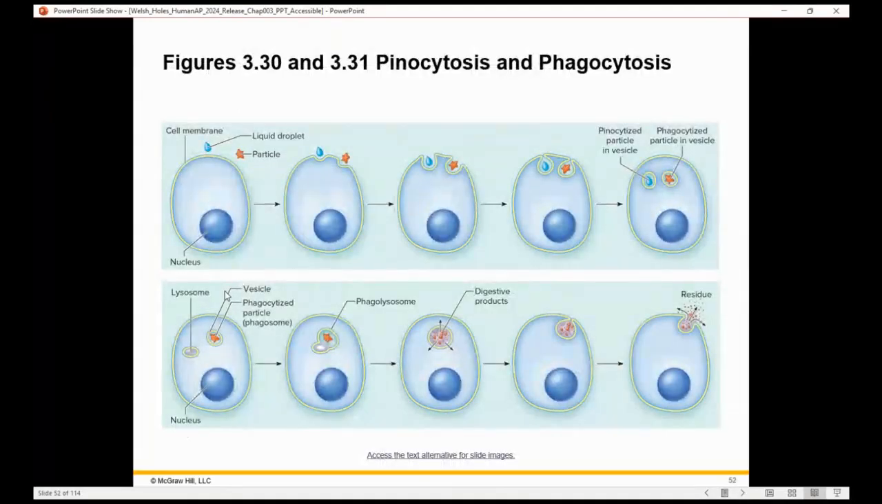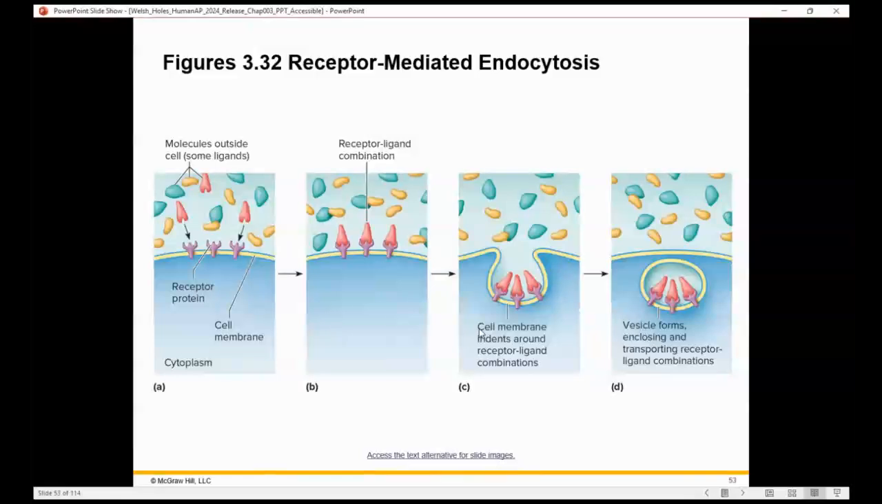Okay, in this first image, you can see a liquid droplet being brought into a cell. Okay, that's the pinocytosis. Okay, in the second example here, we have a vesicle taking in a particle in phagocytosis, and then it actually basically pushes it out of the membrane in exocytosis. Here we have receptor-mediated endocytosis. And like I said, the difference is it actually binds to some molecules before it's brought into a vesicle.